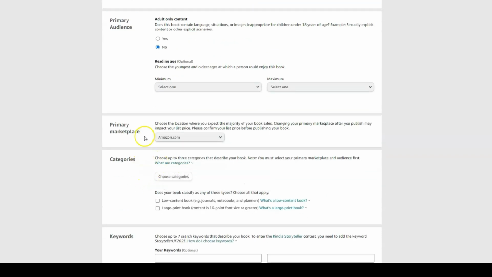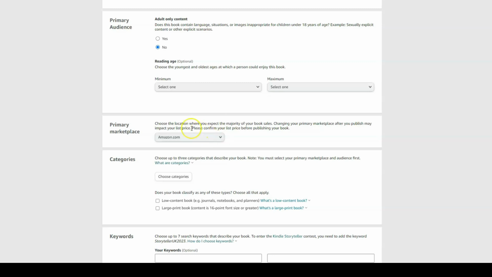And then we have to choose our primary marketplace, and I always choose Amazon.com because that is the biggest market. And all this means is that when it comes to pricing your books, and you will see that later on when we do that, Amazon will guide itself by the price that you set in your primary marketplace, and it will adjust the prices for all the other marketplaces. So if I set mine as Amazon.com, when I price my books in dollars for Amazon.com, it will then calculate what that is for prices in British pounds, in Canadian dollars, and in all the different currencies.